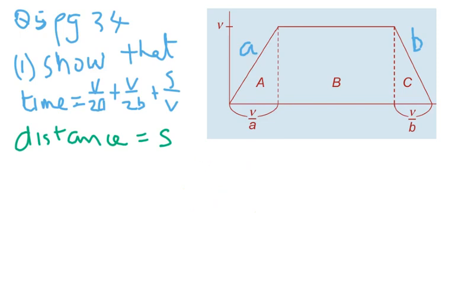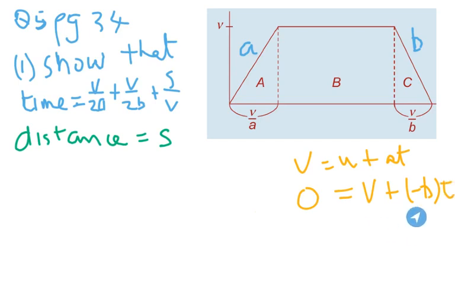On the far side over here, we have a similar situation. v is equal to u, the same formula, plus at. In this case, the final velocity v is equal to 0 because he ends at rest. u is equal to v, and our acceleration is minus b because it's deceleration, by t. So this gives us the same result: our time is equal to v divided by b.